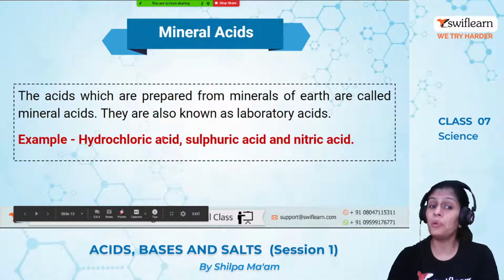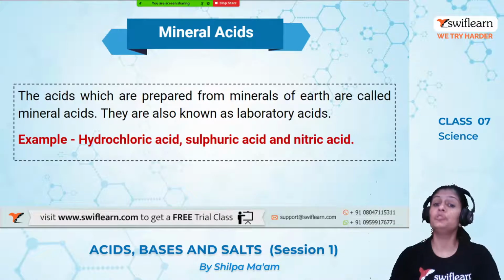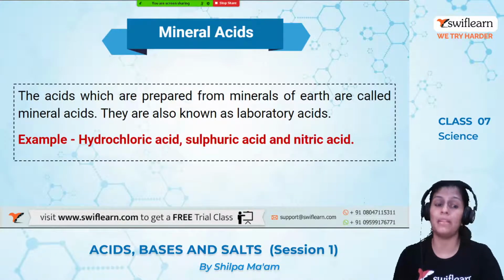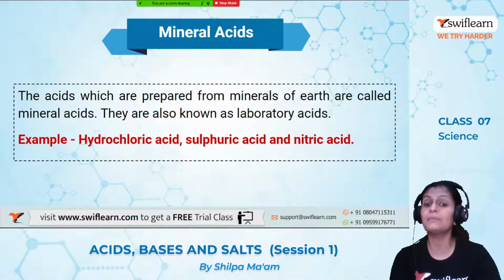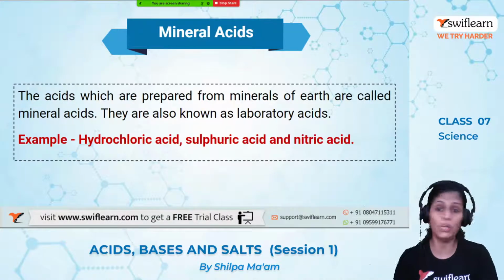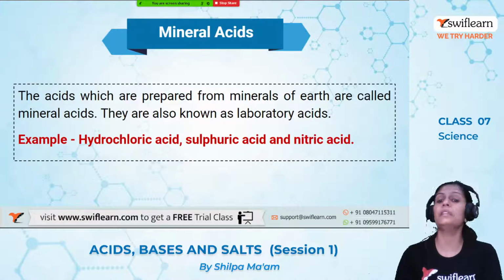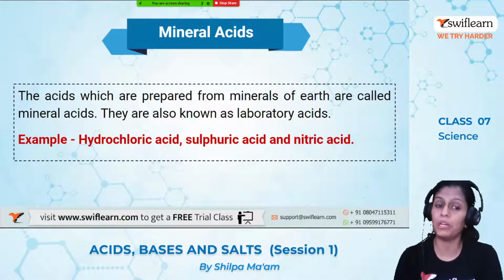Now, what are mineral acids? Those which are prepared from the minerals of earth are called mineral acids. That means they are also called laboratory acids. The minerals that are available on earth, we use them to make acids. They are called mineral acids, and we call them laboratory acids because we prepare them. They are not occurring naturally, that is why they are not called natural acids. So they are called mineral acids, or another name given is laboratory acids.